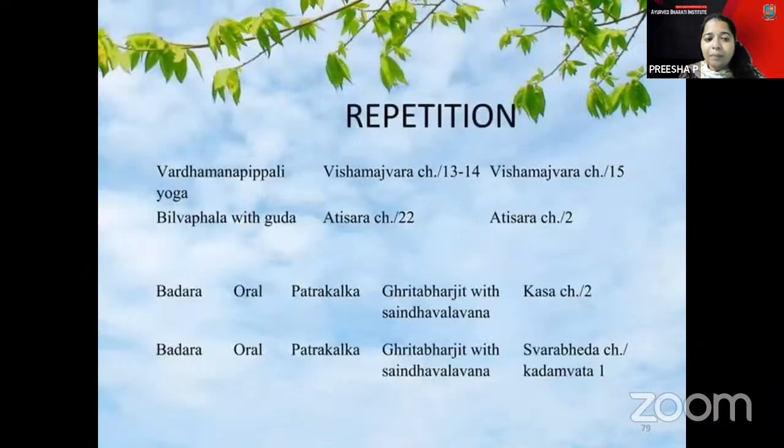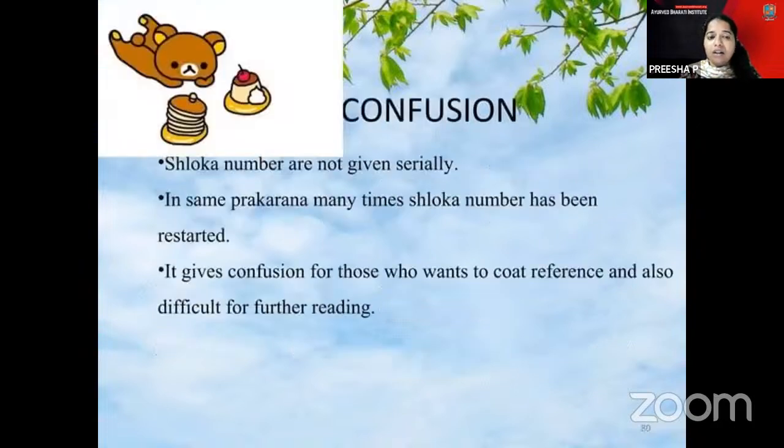Here there is a repetition, especially in the case of Vardhamana Pipali and Bilva Phala with Guda. Vardhamana Pipali is used in cases of Vishamajvara, and Bilva Phala with Guda in cases of Atisara. And Badara is used for Kasa and Swarabheda. Only thing is that the shloka numbers are not given separately, and many times the shloka number has been restarted. That is why the reference part is very rare.